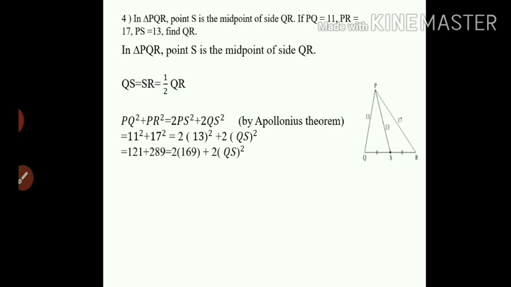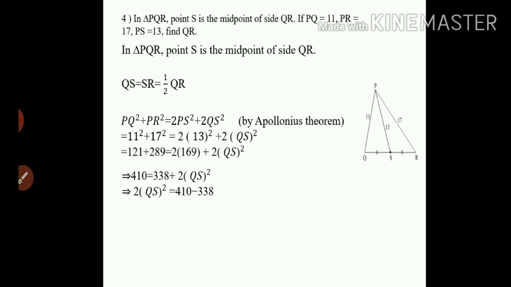So I will square it now. 11 square will be 121 plus 17 square will be 289 equal to 2 multiplied by, first I will square 13. 13 square will be 169 plus 2 QS square remains same. Now I will add 121 plus 289. See, 121 plus 289 is 410 equal to 169 multiplied by 2 will be 338 plus 2 QS square.